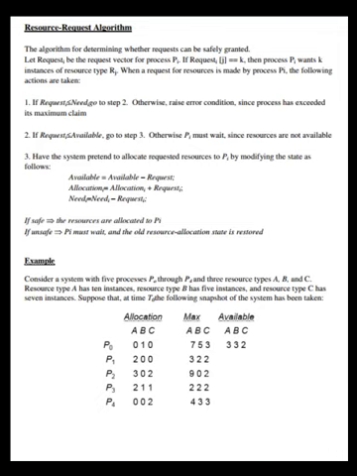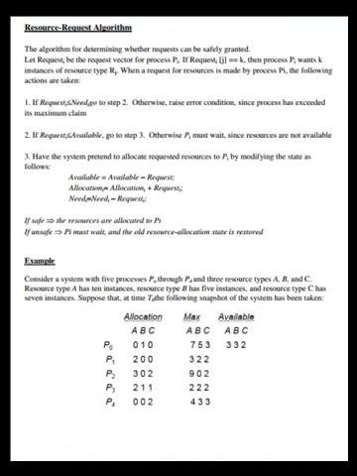Step 3: we have the system pretend to allocate the requested resources to Pi by modifying the state as follows. Available equals Available minus Request. Allocation[i] equals Allocation[i] plus Request[i]. Need[i] equals Need[i] minus Request[i]. If safe, the resources are allocated to Pi. If unsafe, Pi must wait and the old resource allocation state is restored.